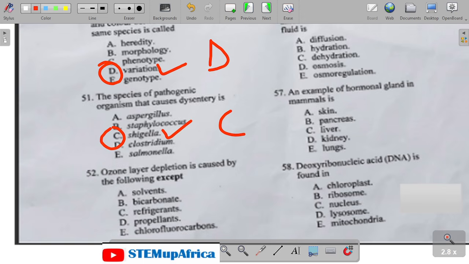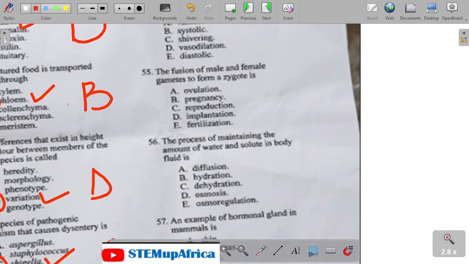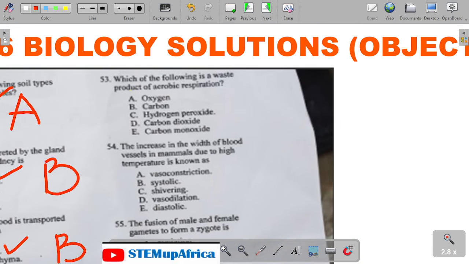Let's go to 52. It says the ozone layer depletion is caused by the following except chlorofluorocarbon, responsible, refrigerants, propellants, solvents, except bicarbonates. Bicarbonate can be sodium carbonate or any carbonate at all. Those ones, they are not responsible. So the answer to 52 is B. So let's move to 53. We are coming to the end.